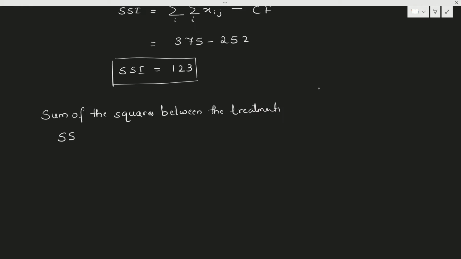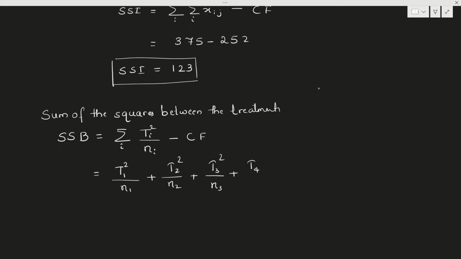That is denoted by SSB. So, this is equal to summation over i of Ti square divided by small ni, minus correction factor. What is this? Ti square by ni means what? T1 square by n1 plus T2 square by n2 plus T3 square by n3 plus T4 square by n4.